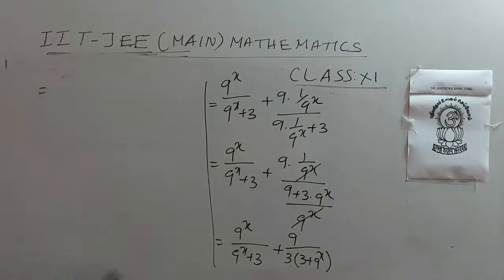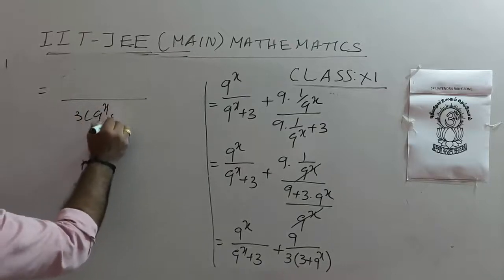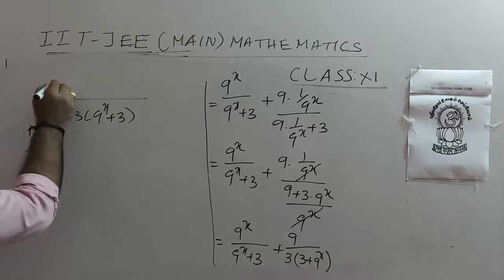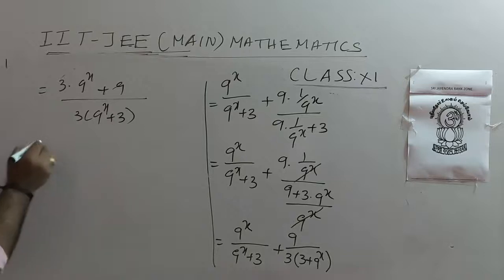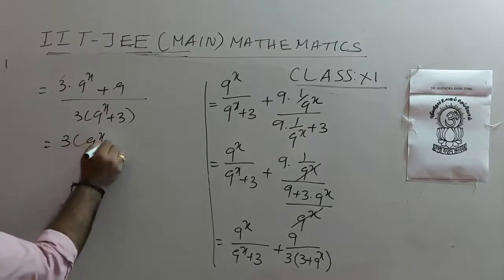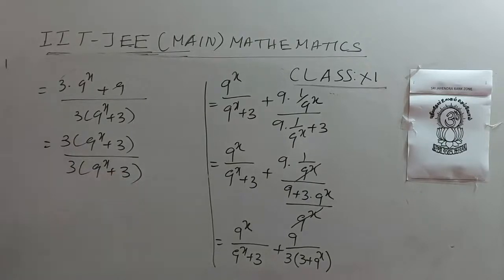So you can take LCM, 3 into 9 power x plus 3. Here you have to multiply by 3 plus 9 power x. You take 3 in common: 9 power x plus 3 divided by 3 into 9 power x plus 3. This will be cancelled, and we get 1. So f of x plus f of 1 minus x equal to 1.